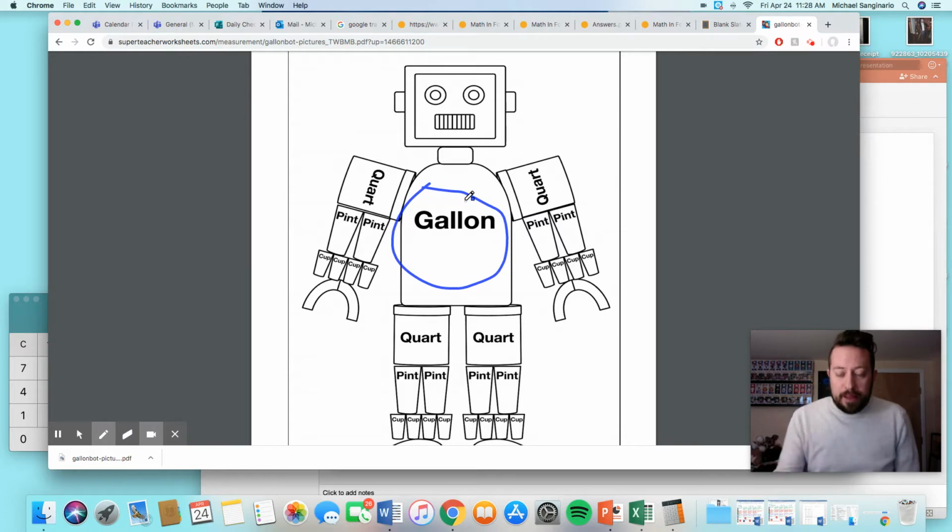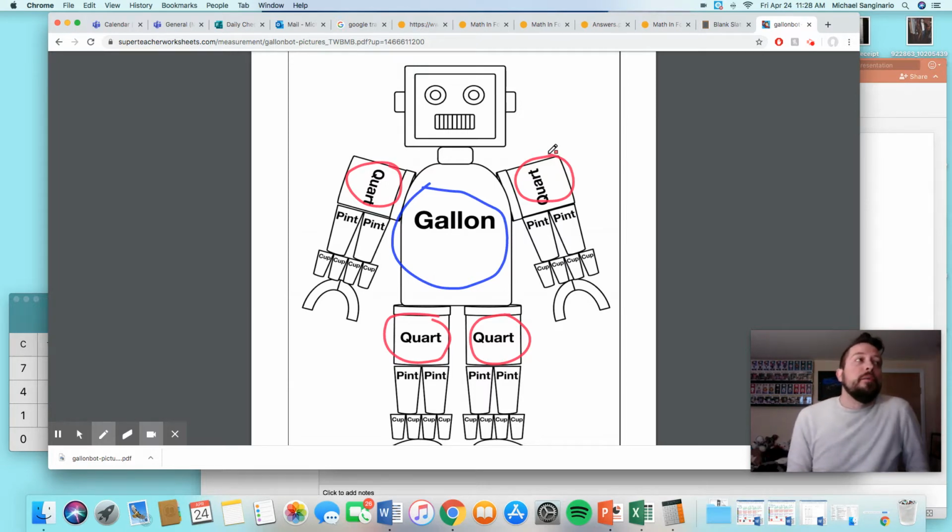Within the gallon, it breaks down, and this is GallonBot here, who's going to help you remember how much is in each measurement. So we have a full gallon here, okay? Within each gallon, there is something called a quart, and we have 4 of them, okay? So 4 quarts in every 1 gallon.